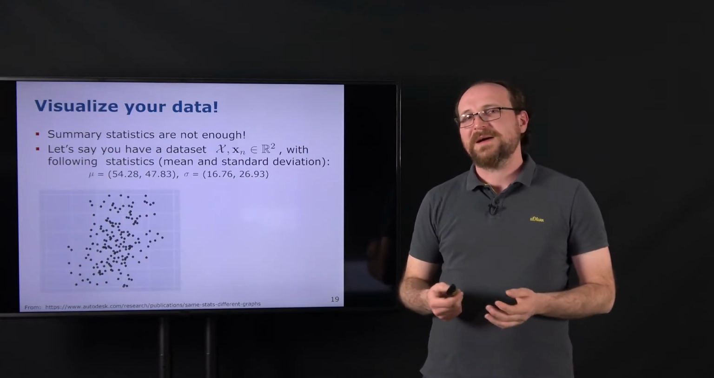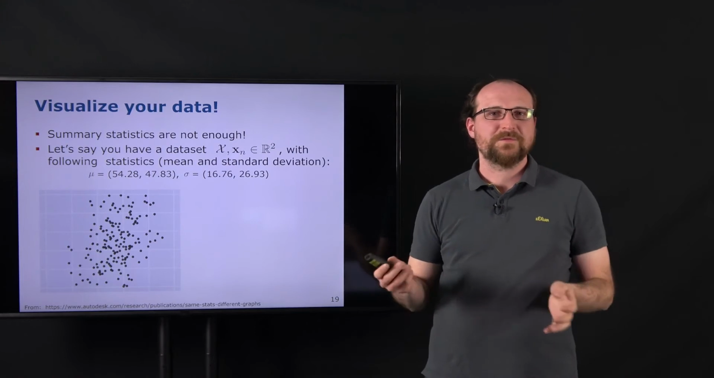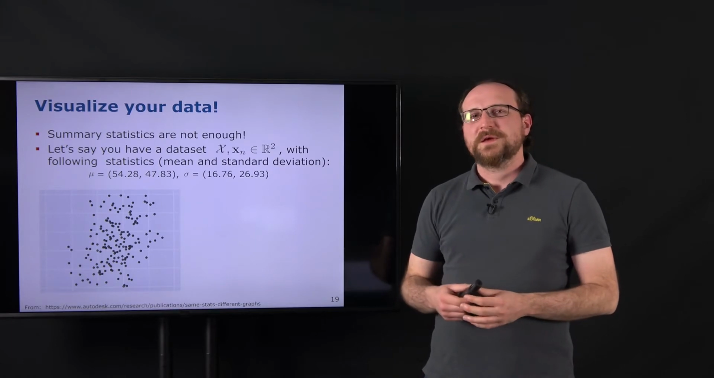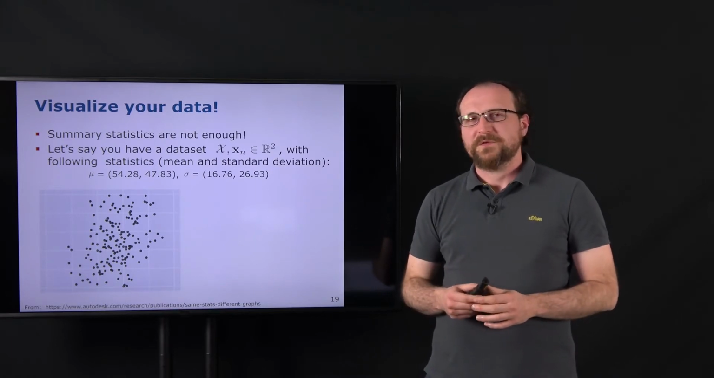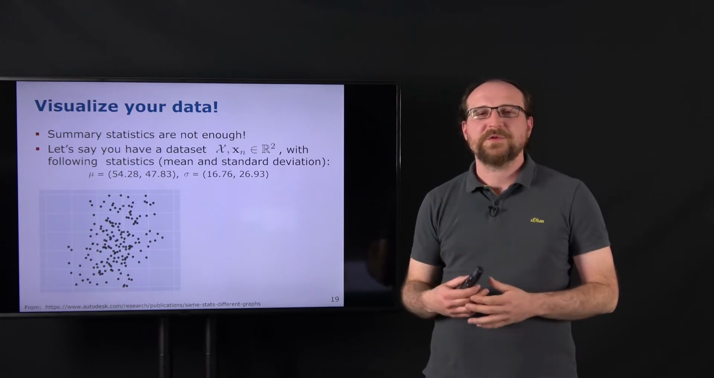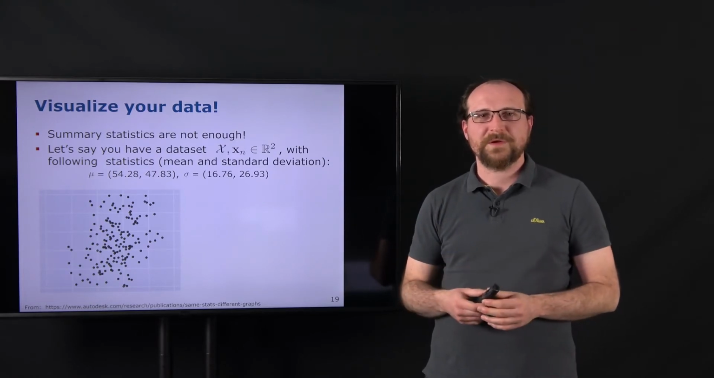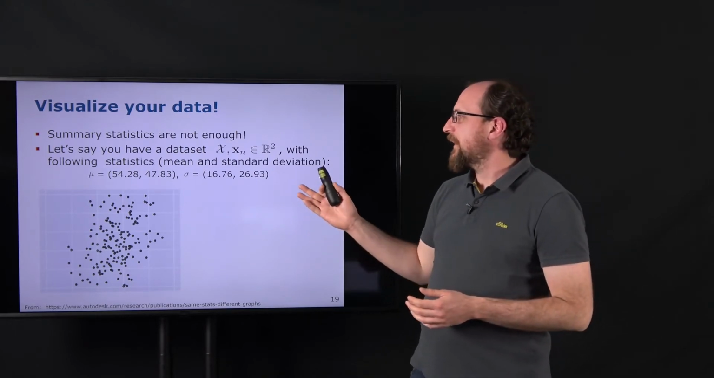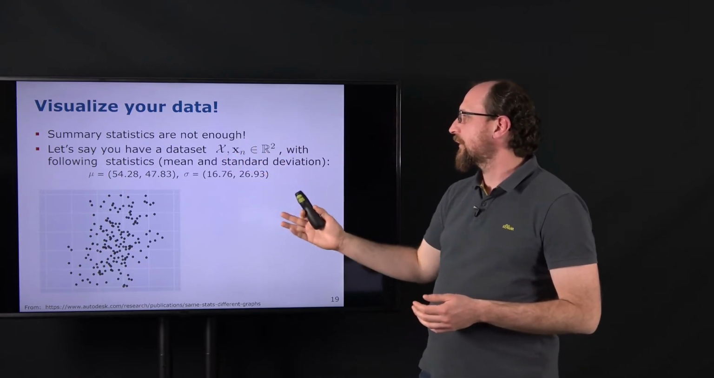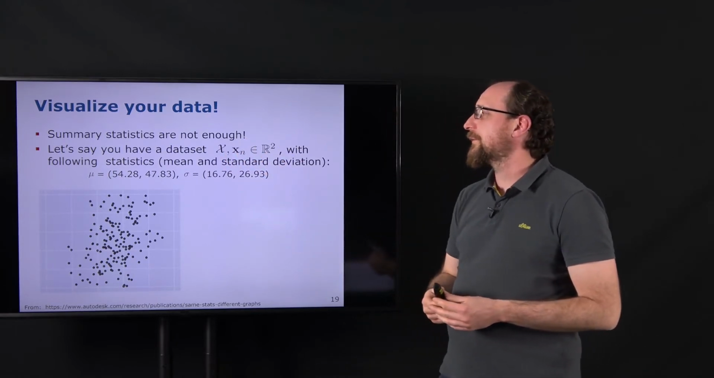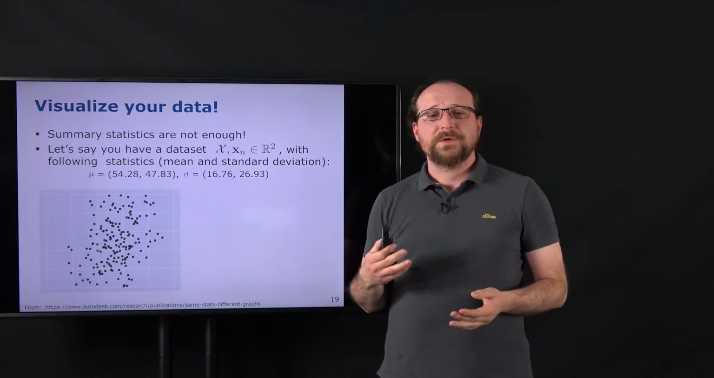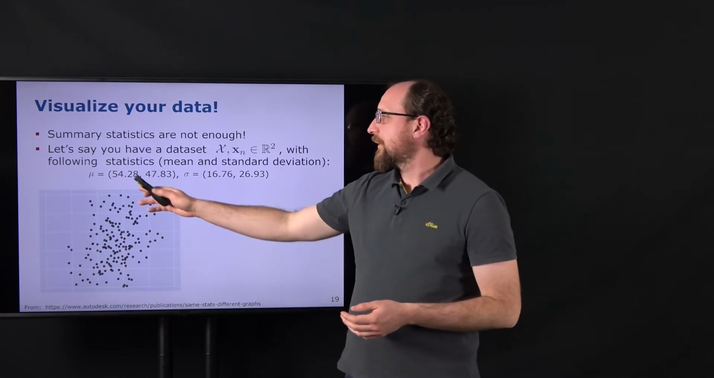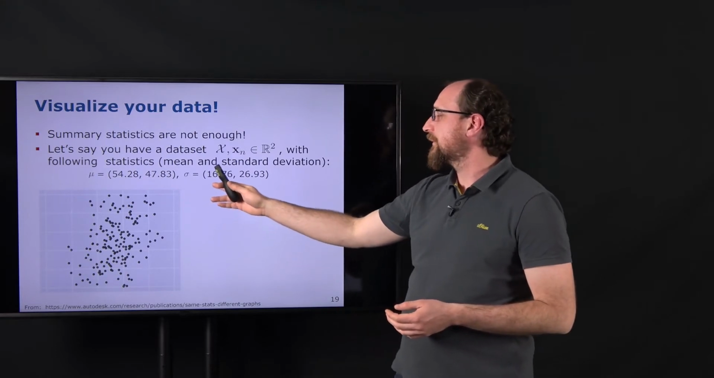One important thing when you have gathered the data, and you have recorded the data with your robot as you move it around, is really to visualize your data. Summary statistics when you have some vector data are not enough. Here's an example. We have a dataset X with vectors, which are in this case 2-dimensional, and we extract from this some summary statistics like the mean and the standard deviation. For this point set, we have the mean given like this and the standard deviation given like this.